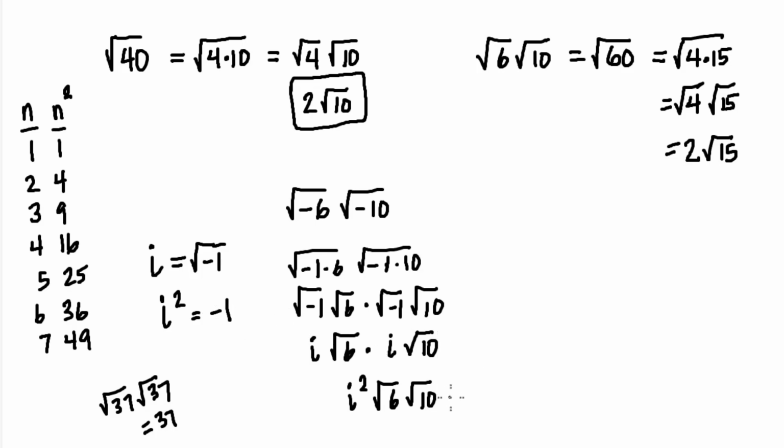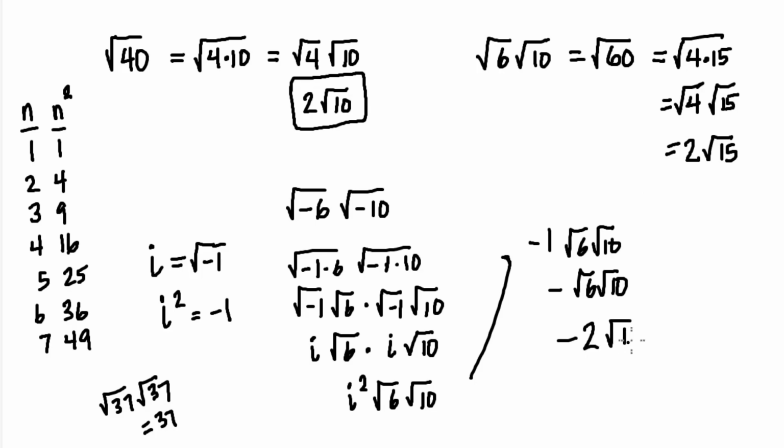And so now that's turned this problem into negative 1 times the square root of 6 times the square root of 10, or just negative square root of 6 square root of 10. And as we saw earlier, we can simplify square root of 6 square root of 10 into square root of 60, which then turns back into negative 2 square root of 15.